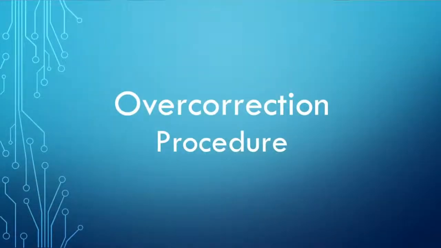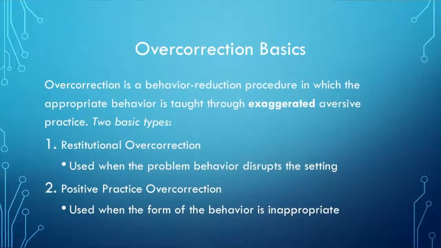Welcome back. This video will cover the basics of using an overcorrection procedure. Overcorrection is a problem behavior reduction procedure in which the appropriate behavior is taught through an exaggerated aversive practice. There are two basic types. The first, restitutional overcorrection, is used when the problem behavior disrupts the setting. The second, positive practice overcorrection, is used when the form of the behavior is inappropriate.